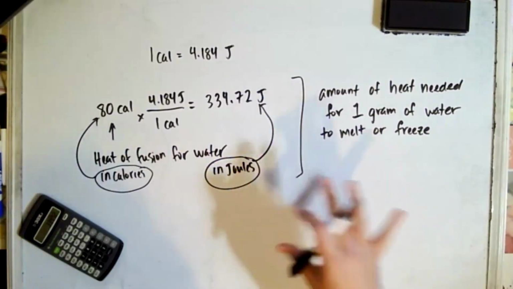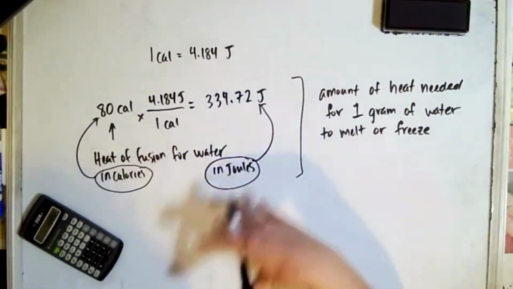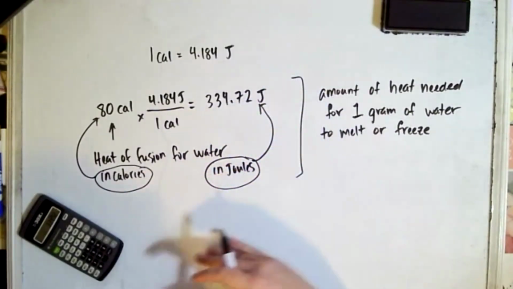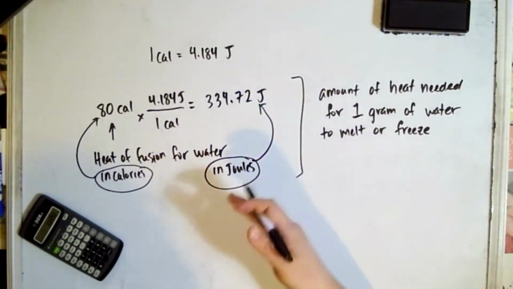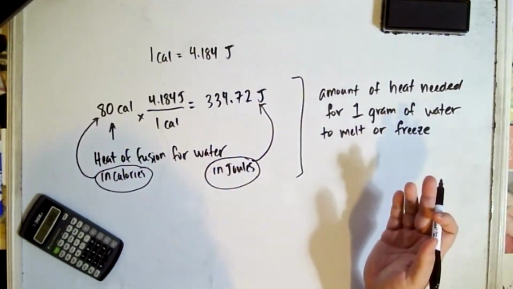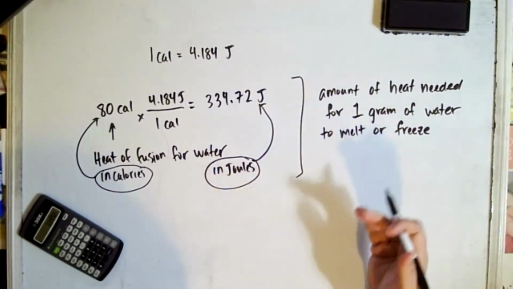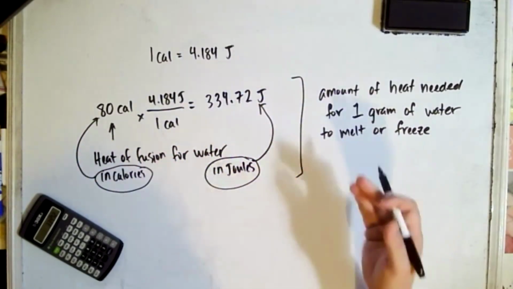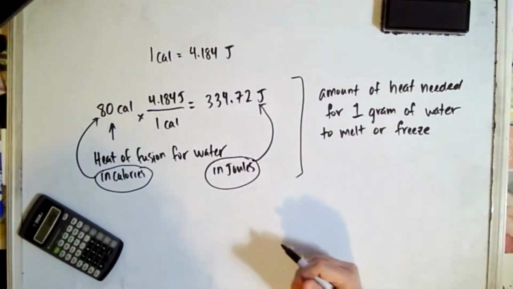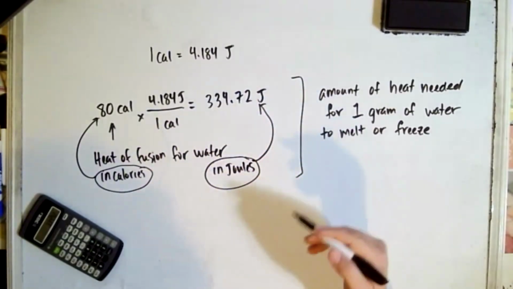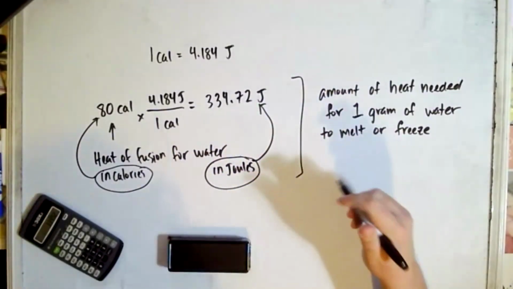We can use our heat of fusion value to figure out how much heat other amounts of water require for them to melt or freeze. I'm not always going to have just 1 gram of water. I might have 75 grams of water. But what I know is that for every 1 gram of that water, I'm going to need 80 calories of heat to melt it, or I'm going to need 334 joules to melt it. Okay. So we can turn these heats of fusion into equalities that represent that phase change that's happening.